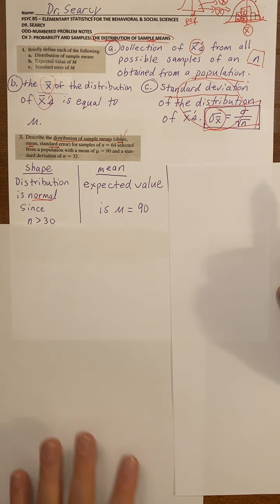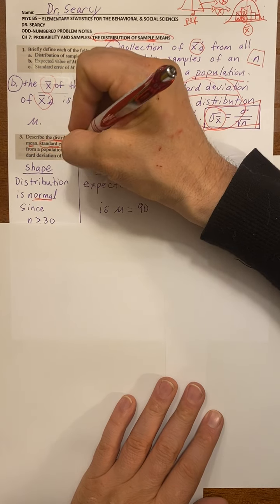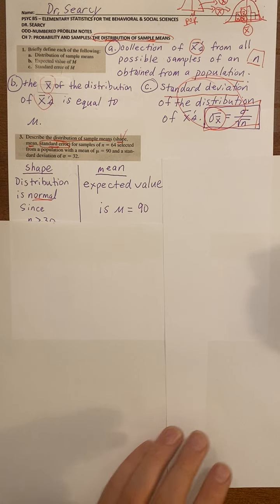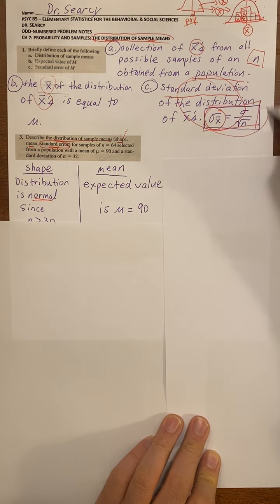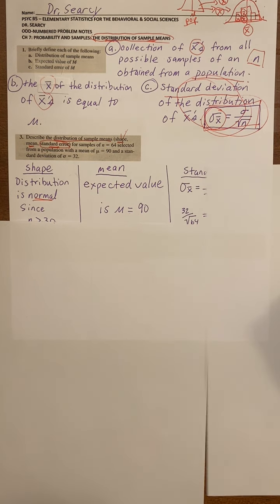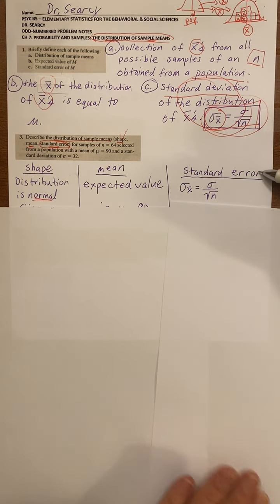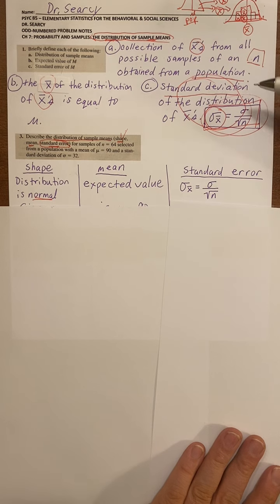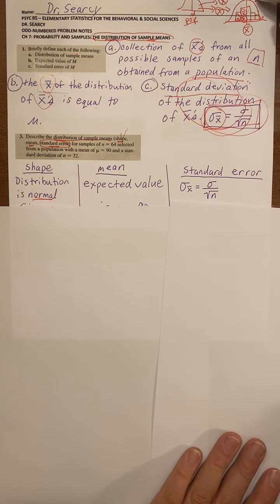Okay, so then there's this third part, the standard error. Now this is getting back to this. That is another name for this standard deviation. We can also refer to it as standard error. Okay, so what are we doing with that? We're saying standard error is the new standard deviation when we're talking about a standard deviation of a distribution of sample means.